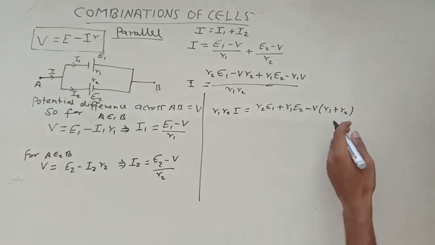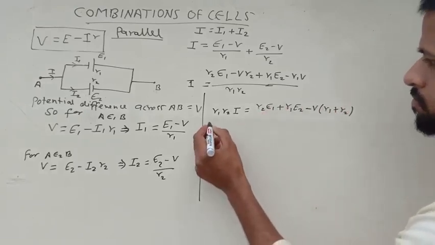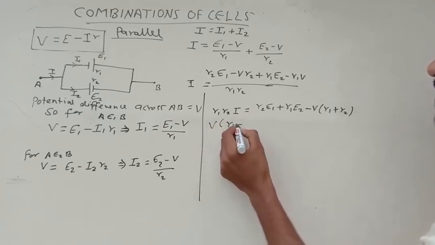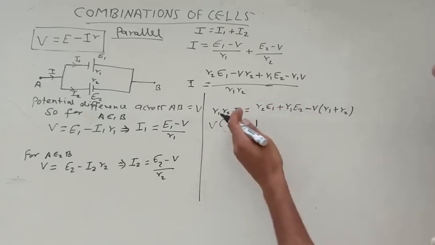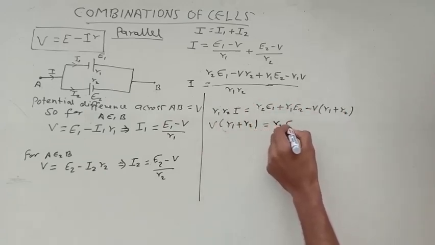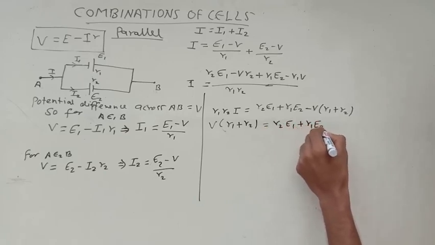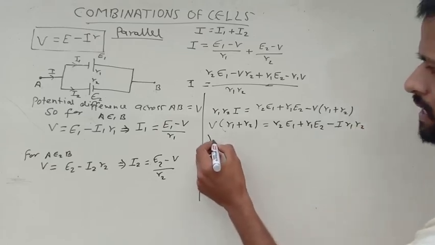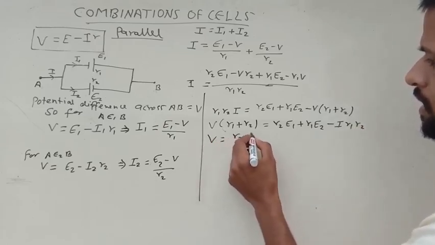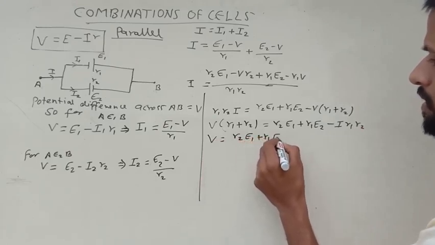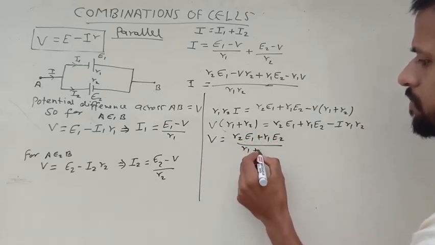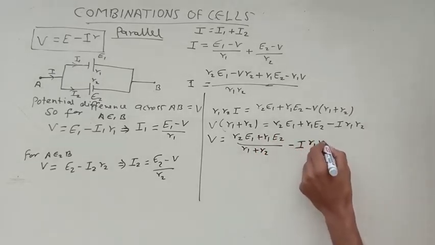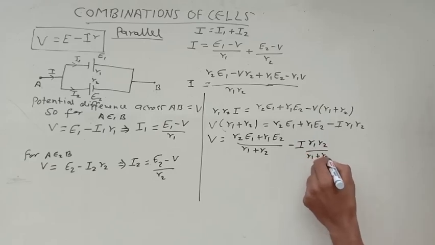Now we take V times R1 plus R2 to this side, so it is R2 E1 plus R1 E2 minus I R1 R2. So V is equal to R2 E1 plus R1 E2 upon R1 plus R2, minus I R1 R2 upon R1 plus R2.